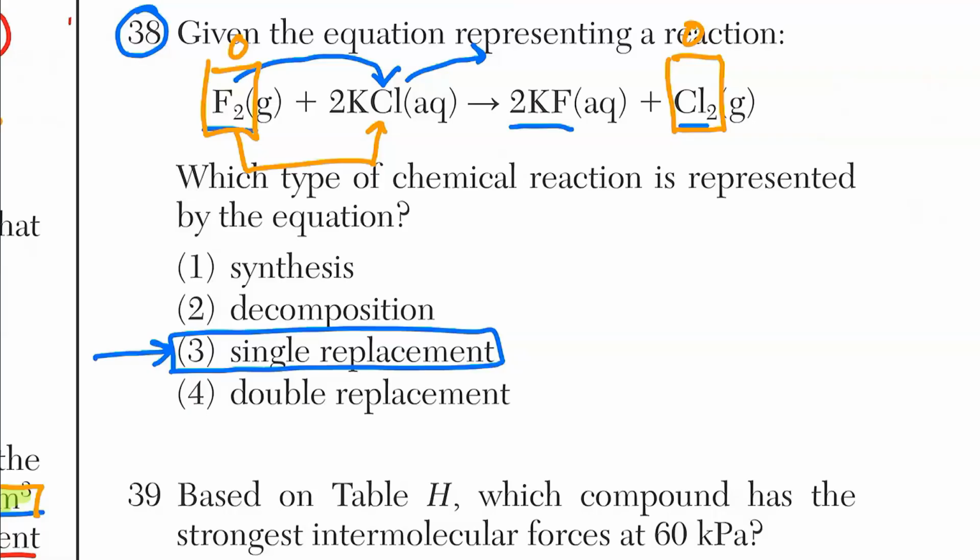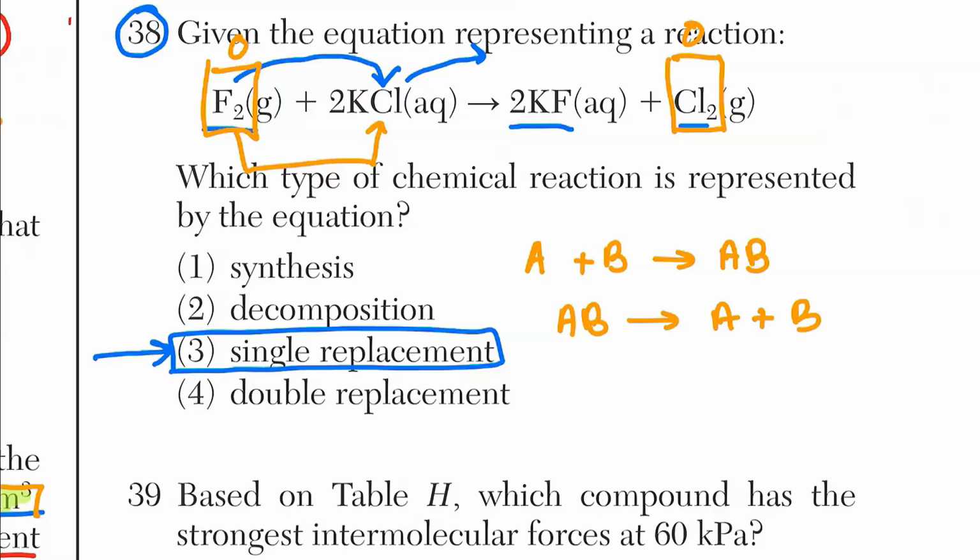To review, synthesis would be, hey, 2 things coming together. A and B makes AB. Decomposition is breaking apart, like decomposing. That would be AB breaking down into its individual elements. Double replacement would be if you had 2 replacements going on.